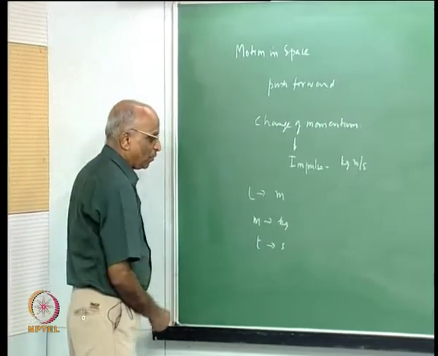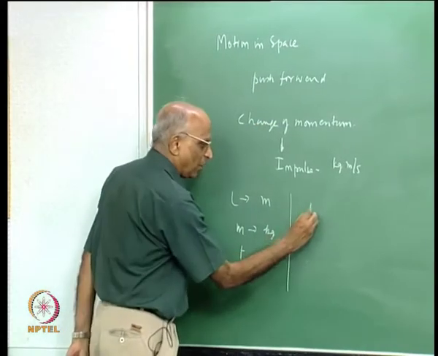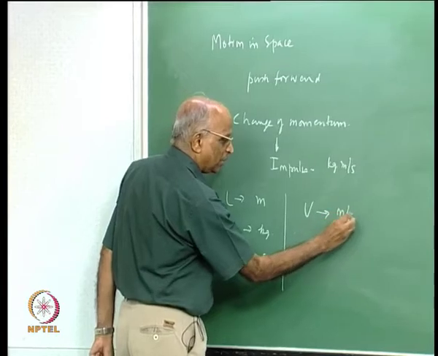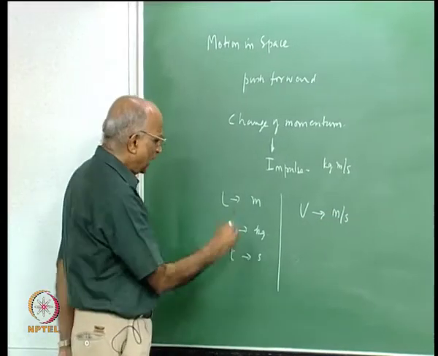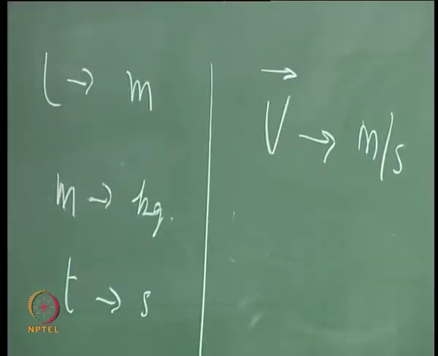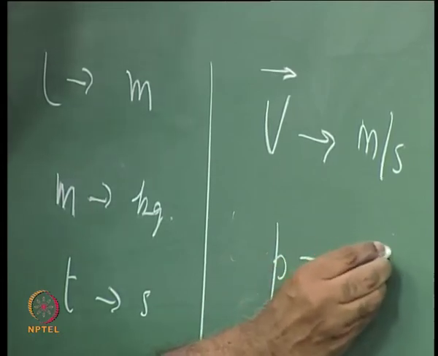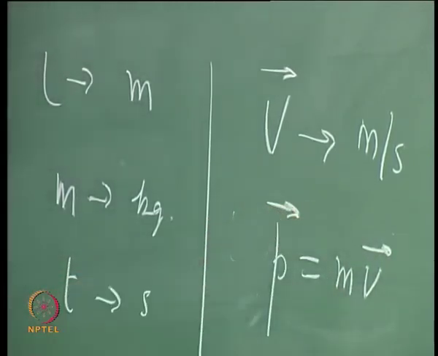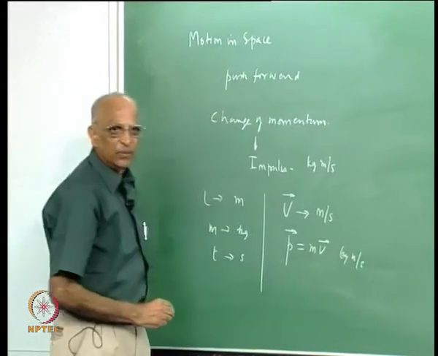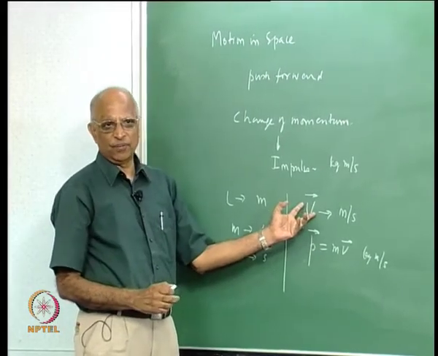Having defined these three quantities, for change of momentum I need a velocity, and velocity is defined as meter per second. Distance is a vector, velocity is therefore also a vector. Momentum p is equal to mass into velocity, therefore momentum p is also a vector, unit being kilogram meter per second. The question immediately arises, why use momentum when I can use velocity?